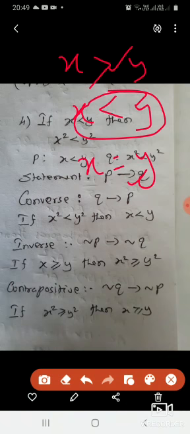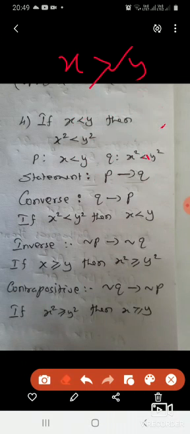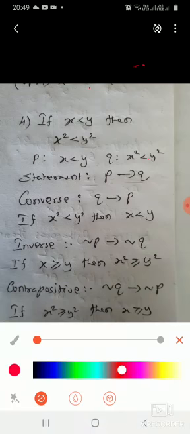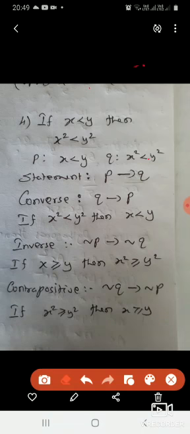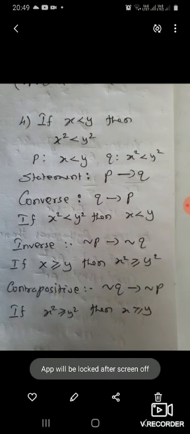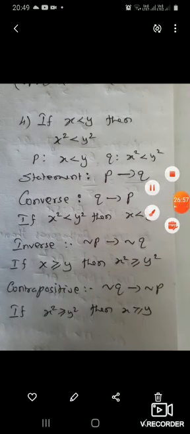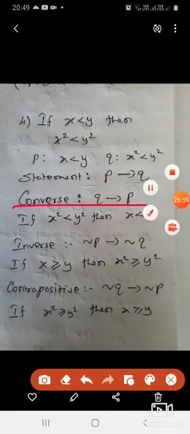So listen, that's why in this concept you see the concept. See the sum. First we have completed the converse, then come to the inverse.